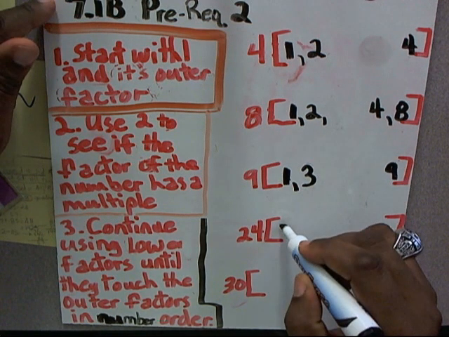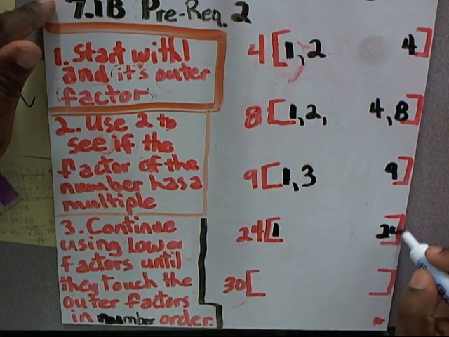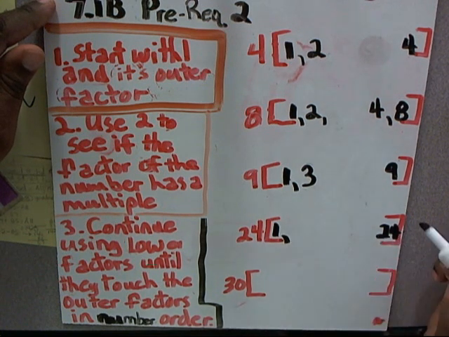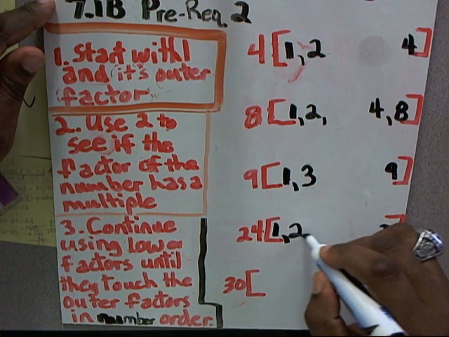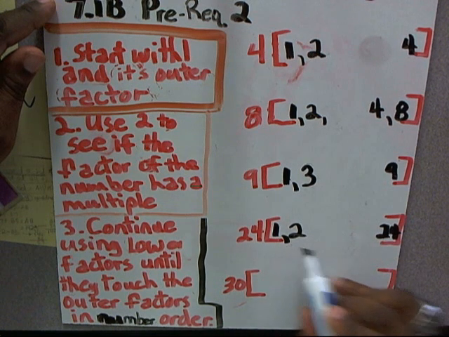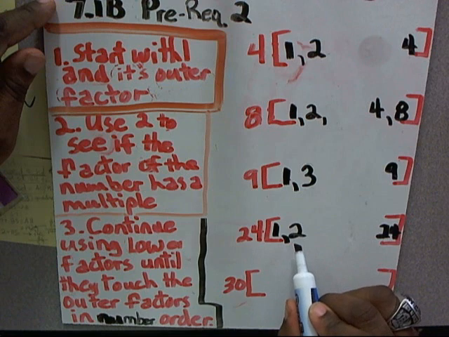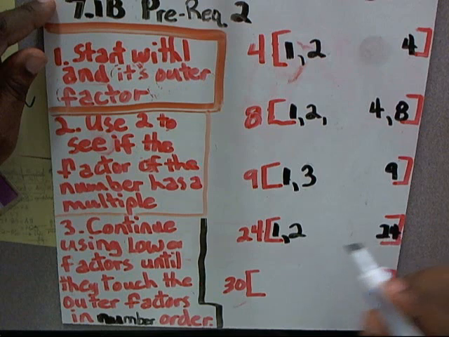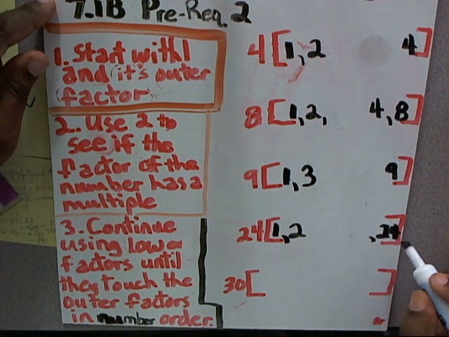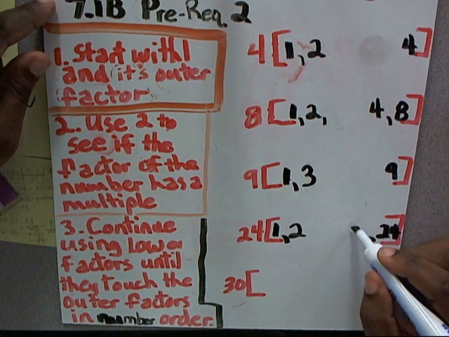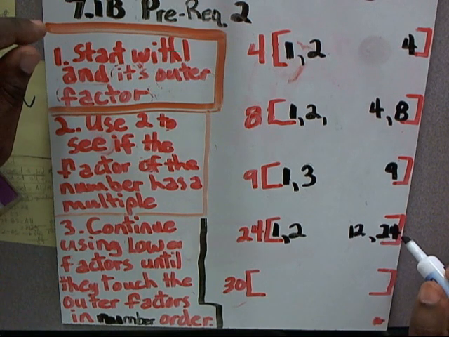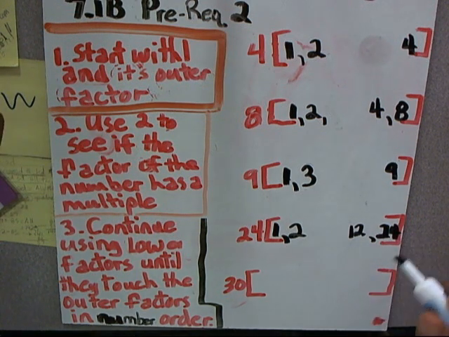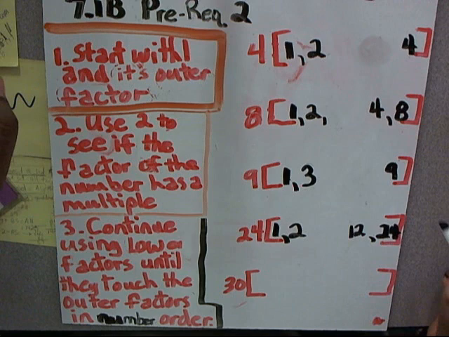We'll do 24. We got 1 and 24. So 1, next number would be 2. Will 2 go into 24? Yes, it does, because we know 2 goes into 4. So how many times will 2 go into 24? 2 goes into 24 12 times, because the fact family is 2, 12, and 24.